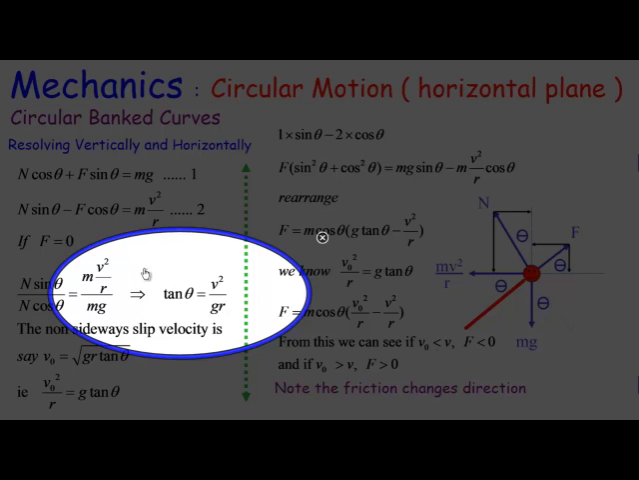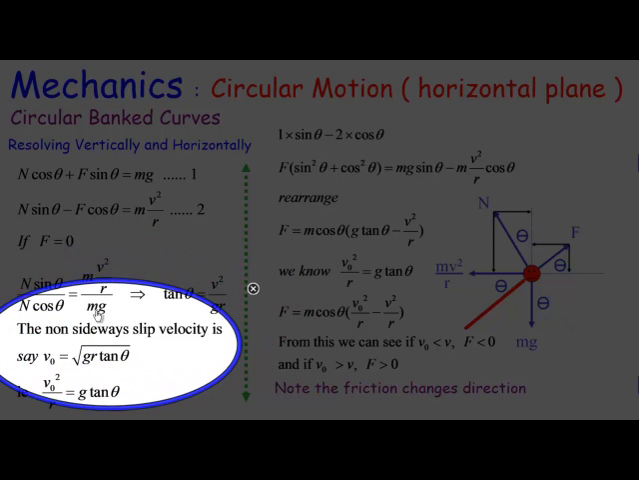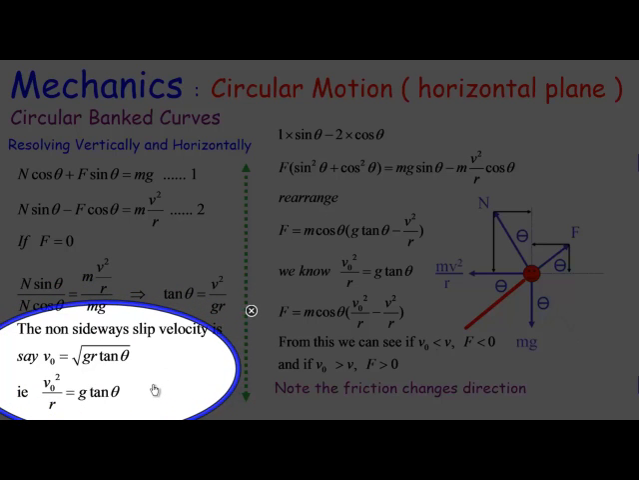So that's v squared on g r, you can see here, equal to tan theta. It's independent of the mass, so the masses have cancelled. I've labeled this v0 for the optimum speed. If there's no sideways slip, the optimum speed v0 is the square root of g r tan theta.